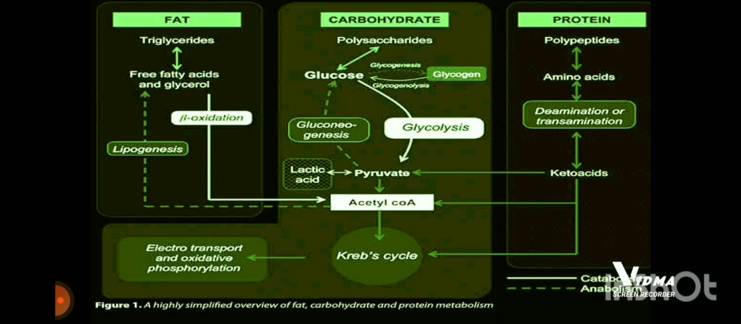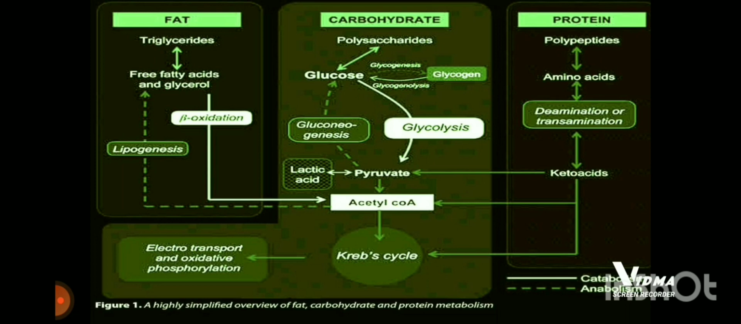This is a figure, a highly simplified overview of fat, carbohydrate and protein metabolism. We try to understand this figure. First we understand fat. What happens during catabolism and during the second stage? Fatty acid and glycerol are produced. In carbohydrate, from polysaccharide, glucose is produced, and in protein, from polypeptide, amino acid is produced.